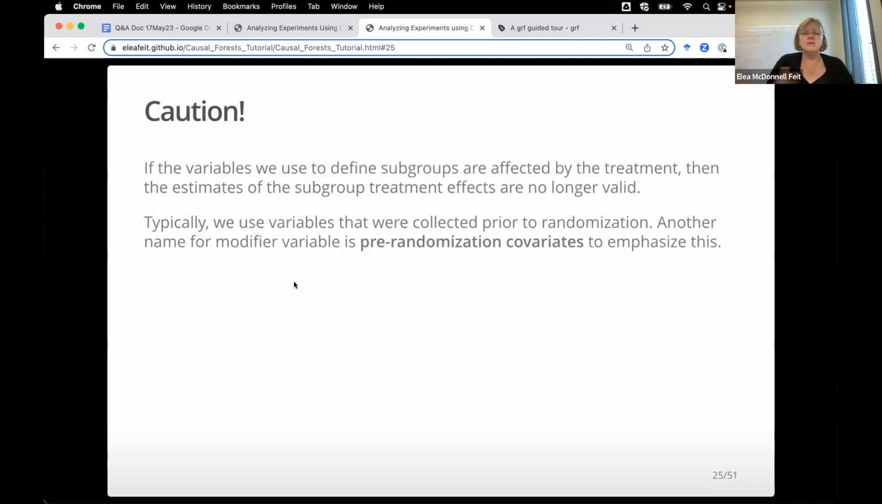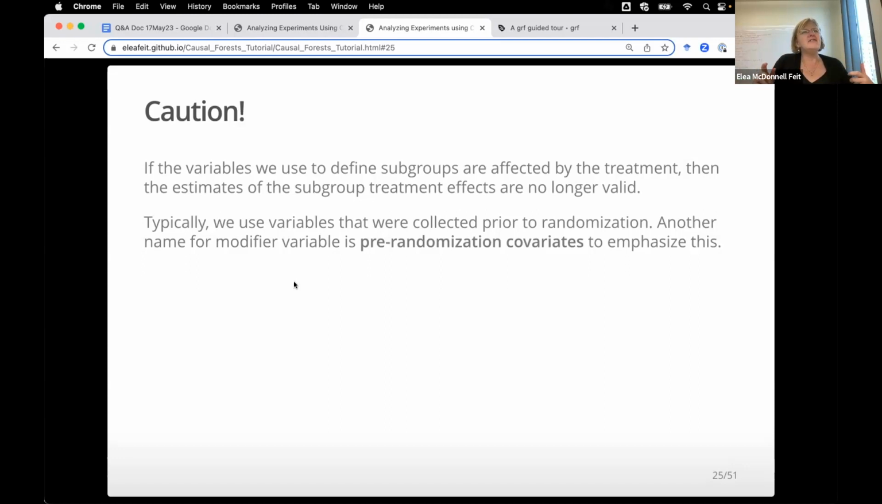So we typically use variables that were collected before the randomization. Another name for this modifier variable is pre-randomization covariates. That's what the economists call it, to emphasize that it had to be before the treatment started. The epidemiologists sometimes use the word baseline variable to mean it was something that we measured for the subject prior to them being assigned to a treatment.